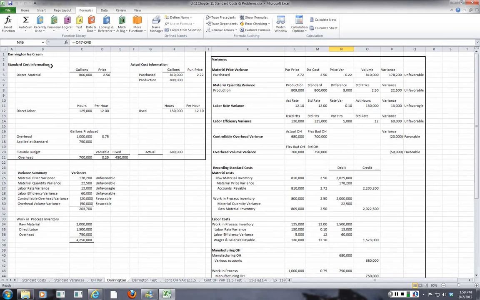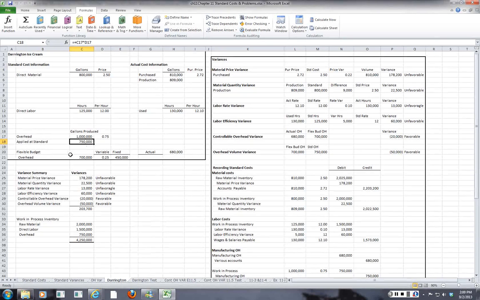So here, Darrington Ice Cream, the standard cost information is that they have a direct material of 800 gallons at $2.50, and we have actual cost information on it. We purchased 810 gallons at $2.72, and then we have a production of 809,000 gallons. Direct labor of 125,000 hours at $12 an hour. We used 130,000 hours at $12.10 an hour. In overhead, we have a million gallons at 75 cents.